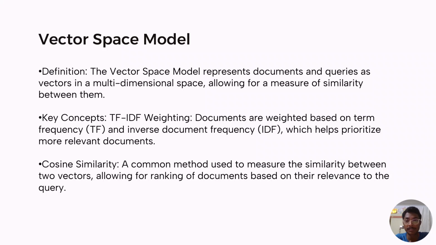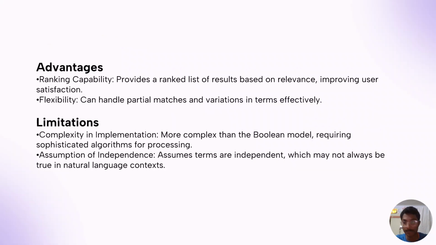The key concepts are TF-IDF weighting, where documents are weighted based on term frequency and inverse document frequency. That helps prioritize more relevant documents. So unlike the Boolean model, you can set some priorities here. We also have another parameter called cosine similarity, a common method used to measure the similarity between two vectors, allowing for ranking of documents based on relevance to the query. We can say it's a little more advanced than the Boolean model.